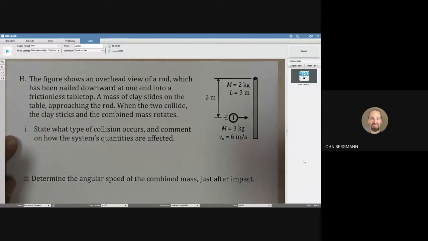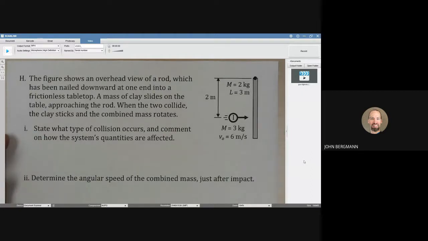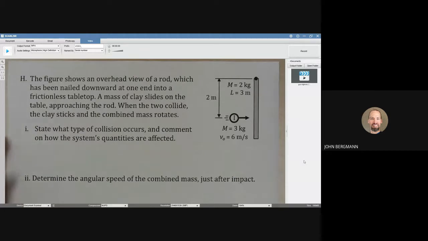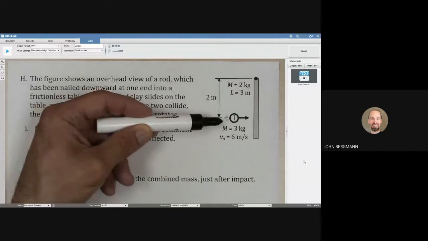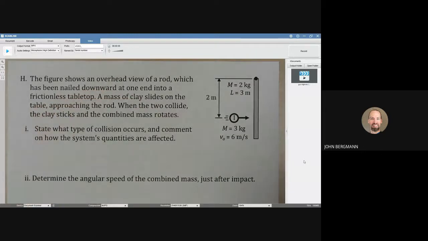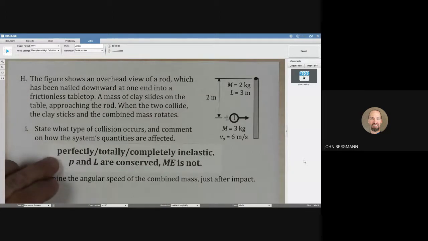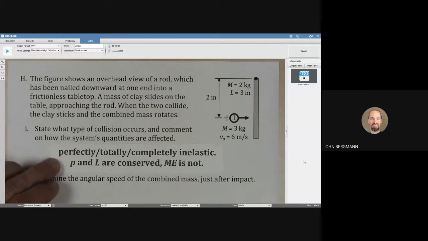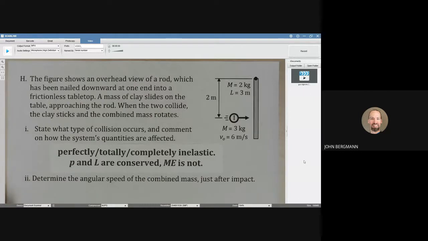We're up above, at the ceiling, looking down on this. We have a rod that is attached with a nail to this frictionless tabletop, and we see this blob of clay sliding along the table. It's going to run into the rod and stick. Question 1, what type of collision is that? It is a perfectly inelastic collision, or totally inelastic, or completely inelastic. Any of those terms are fine.